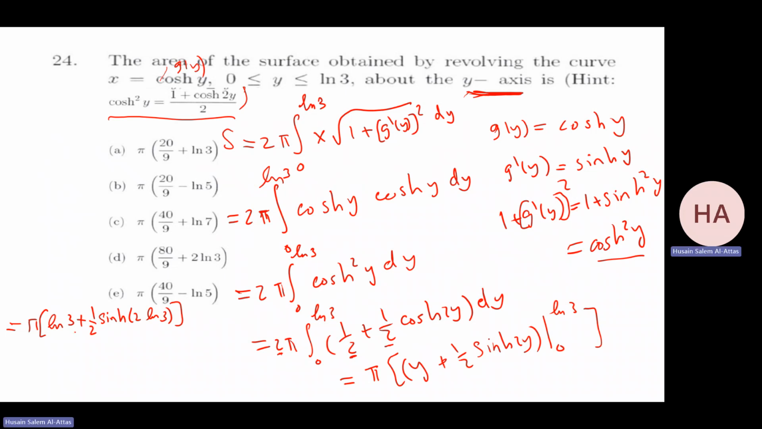Okay, this minus 0. Sine hyperbolic 0 is 0. So that means it's pi ln 3 plus 1 over 2 of what? This is sine hyperbolic, e to the power 2 ln 3, with the half, yes I need the half, minus e to the minus 2 ln 3, over 2.